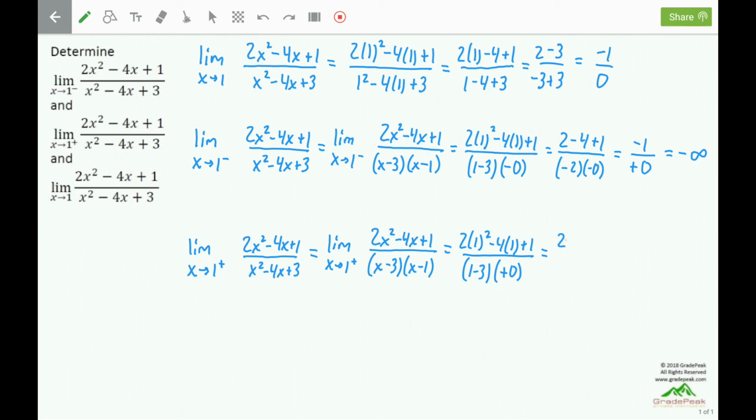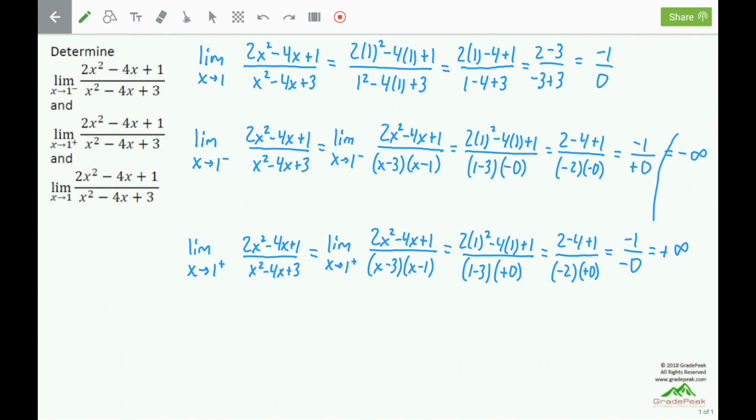2 times 1 squared is a 2, minus 4 times 1 is a minus 4, plus 1, divided by 1 minus 3 is a negative 2, times a positive 0. 2 minus 4 is negative 2, plus 1 is a negative 1, over a negative times a positive is a negative, and 2 times 0 is a 0. A negative over a negative is a positive, and non-zero over a 0 is an infinity, and there's the result of the right-sided limit.